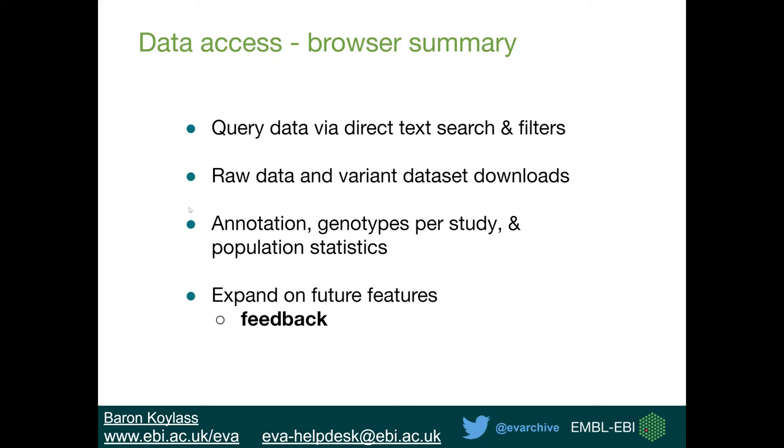So an overview of the browsers was that, again, you can query them via direct text search. Raw data download sets, raw data and variant download datasets, the annotation and the population statistics and the genotypes associated with these projects. And what we'll find is that we're constantly looking for ways to improve how data is accessed and how the data can be queried. And the important thing is that we build our features on feedback from the community, who's using our data and how they are finding the methods of data access.